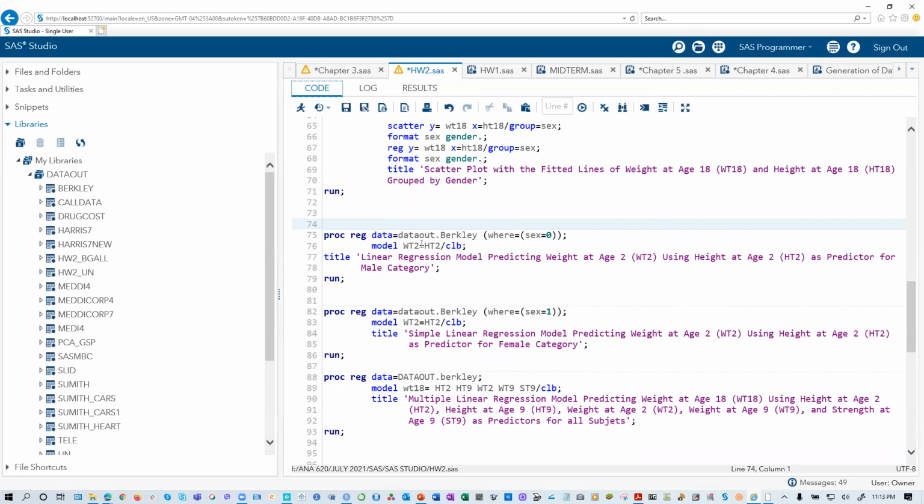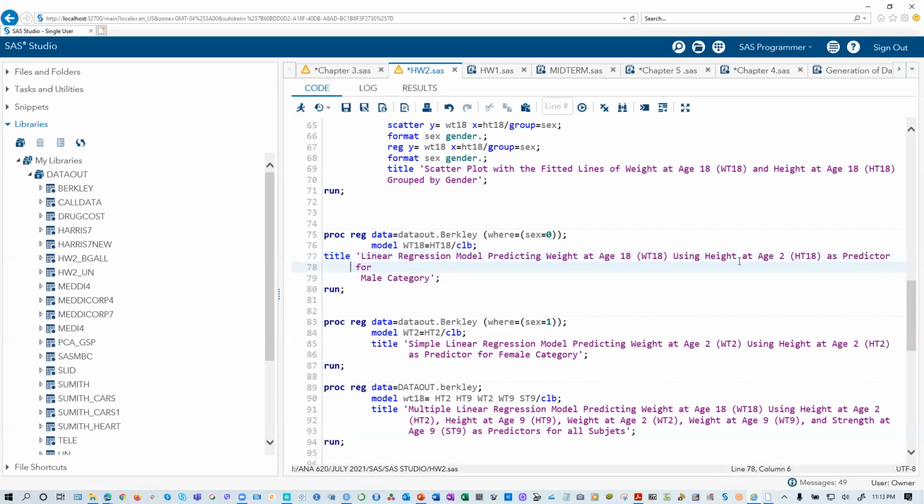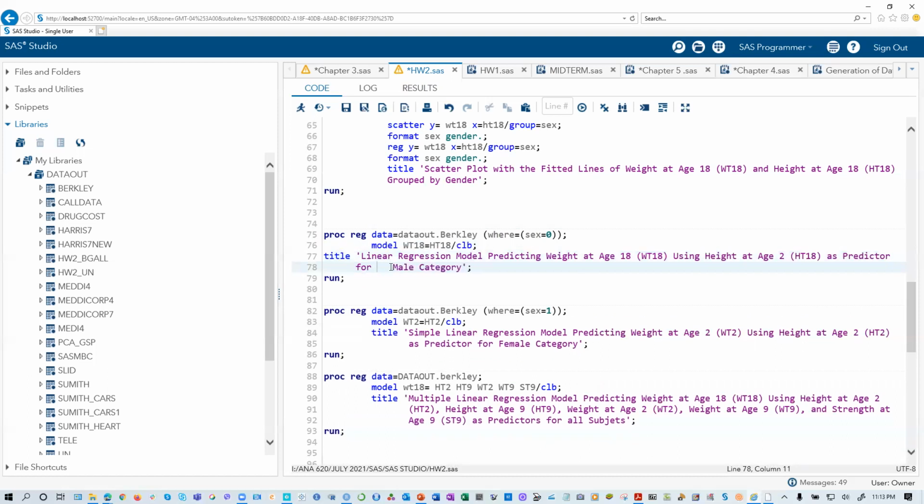Okay, we need weight 18, sorry, weight 18 with HT18. A linear regression model to predict weight at 18, not 2. And they're using height at age 18 as the predictor for the male category. For the male category, this is how you're gonna do it: you go and where sex equals 0. If you go to sex equals 0, that will take care of that one.